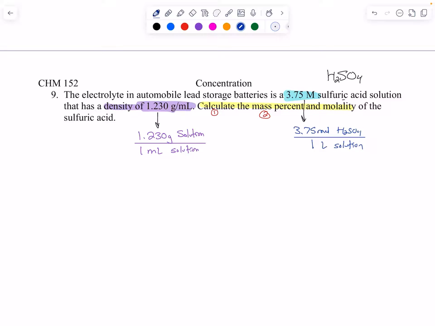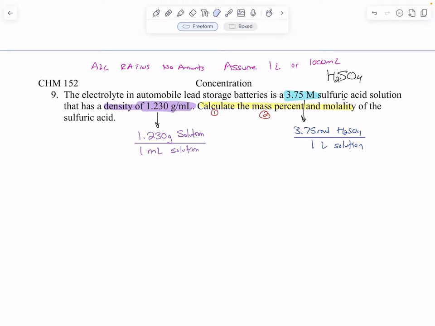Now, mass percent and molality are also ratios. So we have all ratios. There's no amounts. We don't have an amount, and I need an amount, right? Because we always need an amount. So we're going to assume 1 liter or 1,000 milliliters, because if we assume a liter or 1,000 milliliters, it's nice.